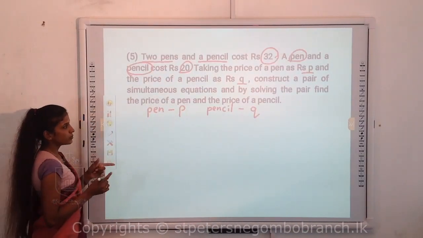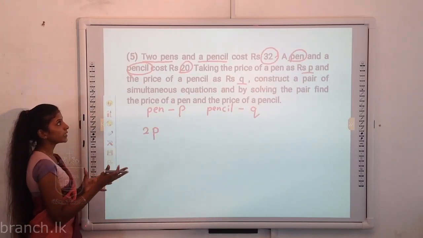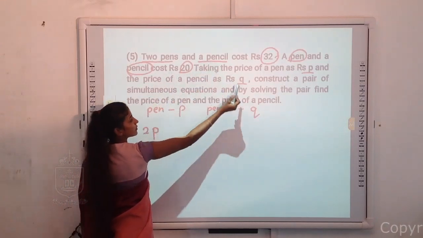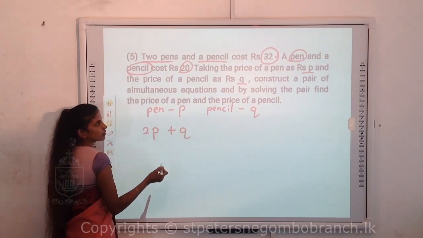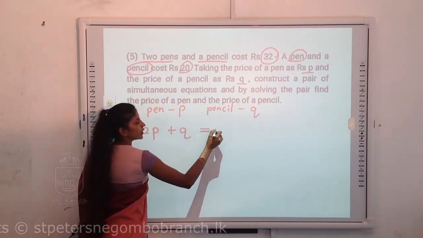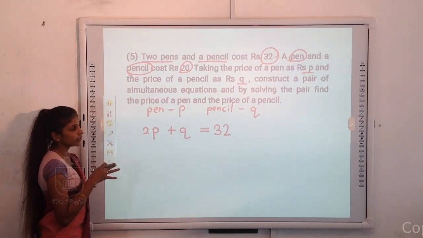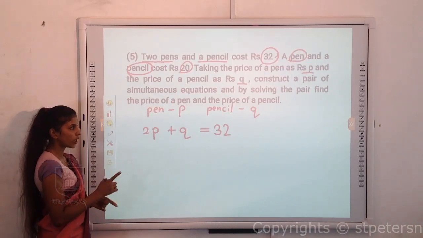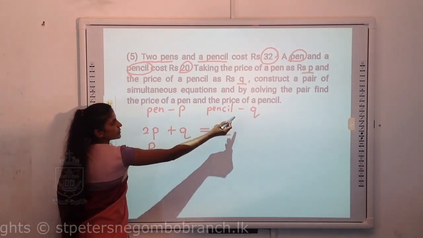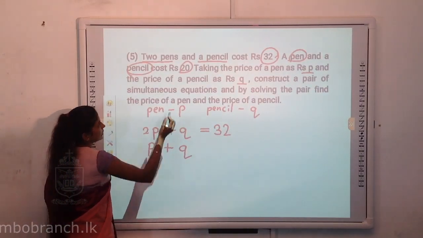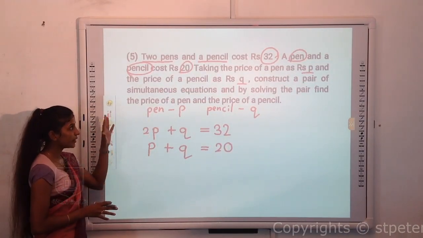Okay, so 2 pens means 2 P's are there. You can take them as 2P, and a pencil, 1 pencil, 2P plus Q. Cost is 32 rupees. This is the first equation that we can develop from the first incident. Second, they are telling that a pen and a pencil, 1 pen, P, pencil is Q, 1 pen and a pencil cost 20 rupees.